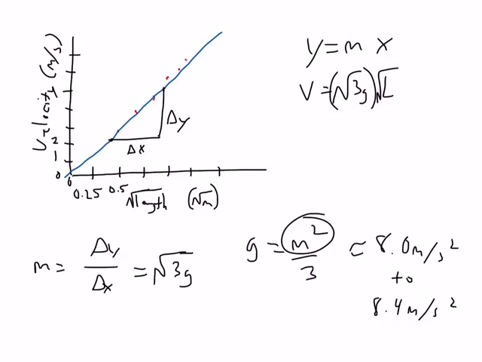Again, there's going to be some variability in that. They actually probably would give credit for even a slightly broader range, but somewhere in that range. It's definitely less than 9.